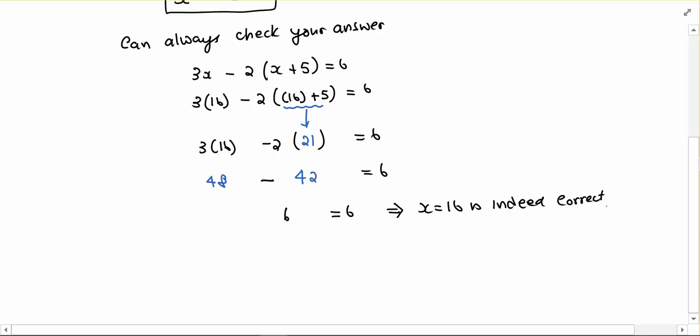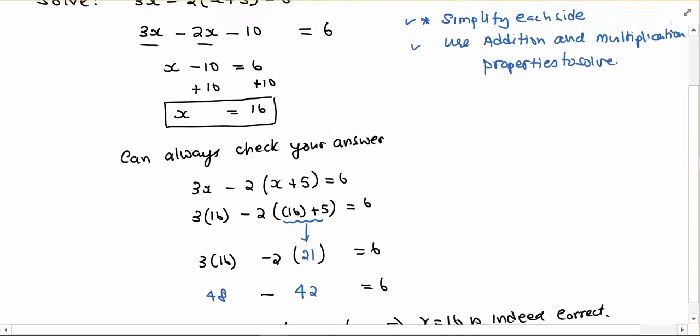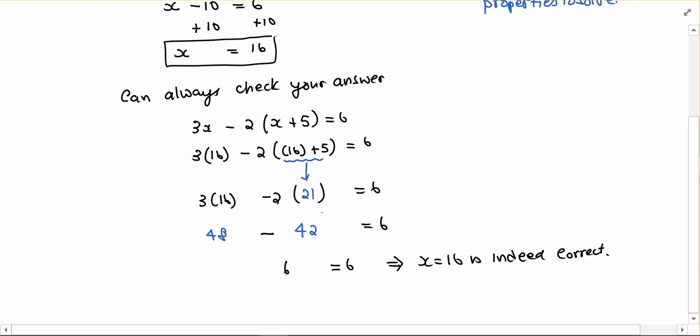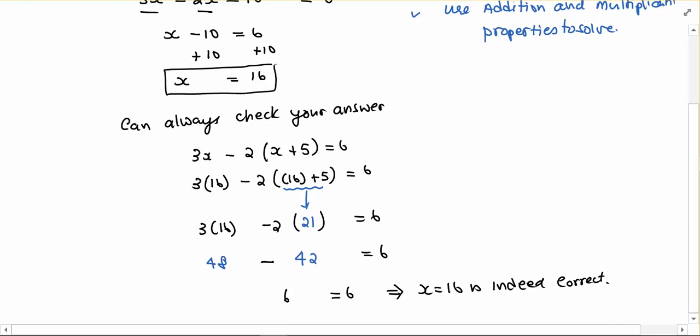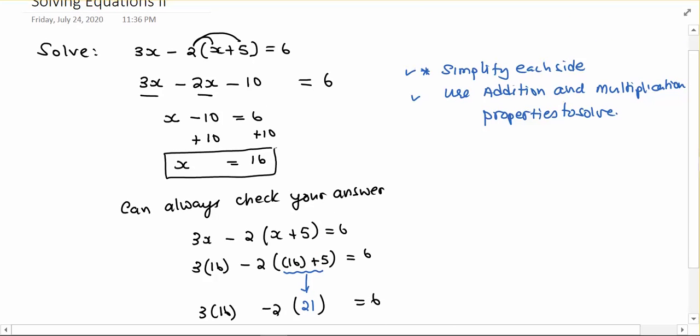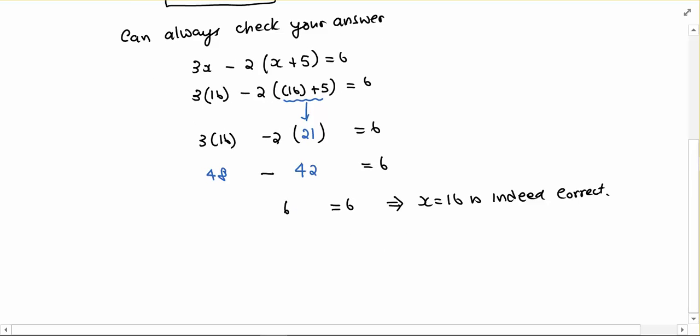Now, by chance, if the two sides had turned out to be not equal, then you might have made a mistake when you're solving. It's also possible you made a mistake when you're checking, so you've got to check your check. But it's also completely possible that you got something wrong. So check all your work. It's very easy to check to see if you got something right.